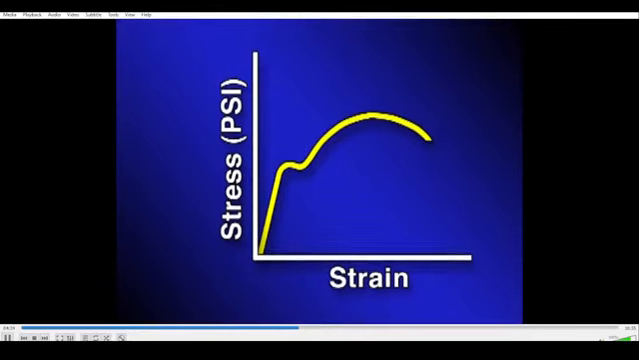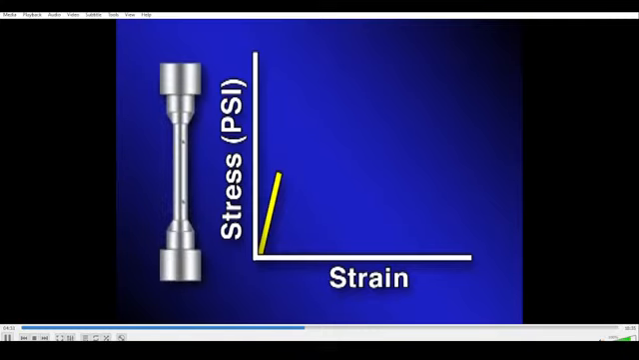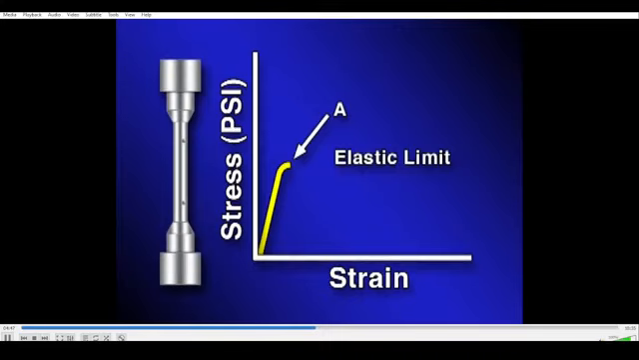Notice that in the lower part of the curve, the stress is directly proportional to the strain. Under these loading conditions, the material is in an elastic state. This means that if the load is removed, the material will return to its original length. As the load continues to increase, the material eventually reaches its elastic limit at point A. Here the material begins to yield.